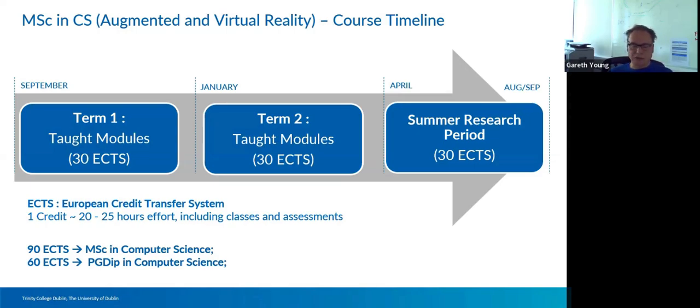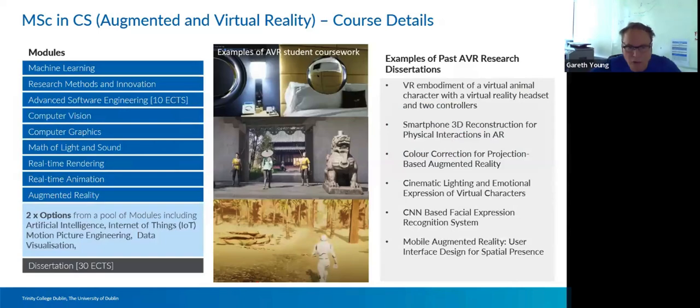Yeah, that's more or less the structure. If you take the next slide, I can talk a little bit more about what's happening in it. So there are modules, for example, machine learning, research methods, advanced software engineering. Those two modules are shared with the other strand in our MSc, whereas the other ones are all modules that are more or less specific to our strand.